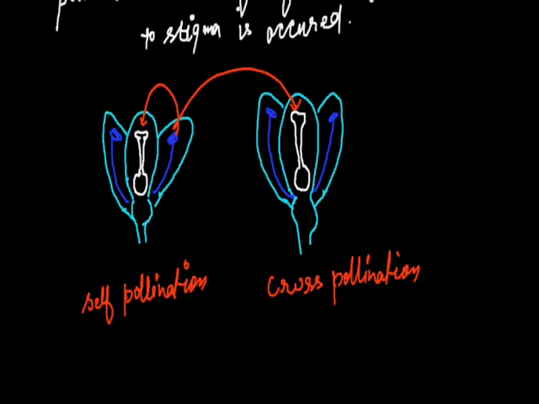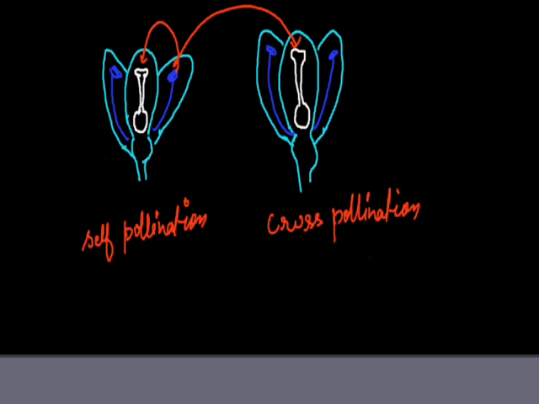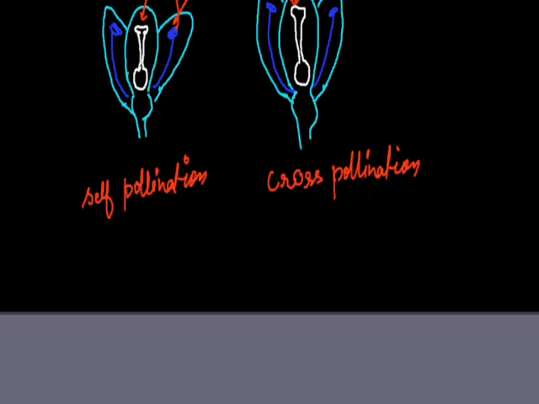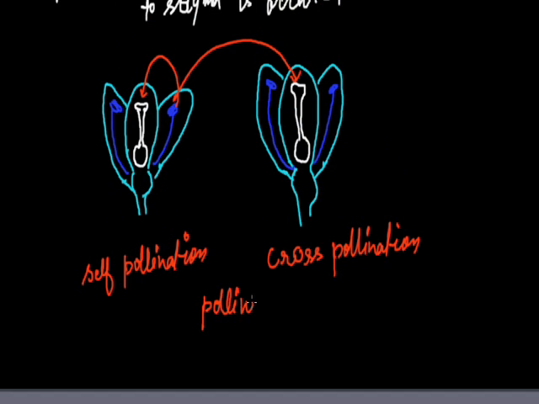So in self-pollination, pollen grain of the same flower lands on the stigma of the same flower. But in cross-pollination, pollen grain of one flower lands on the stigma of a different flower of the same plant or the stigma of a different flower of a different plant. Now this is all about the pollination process.